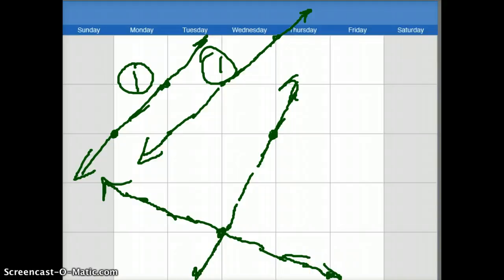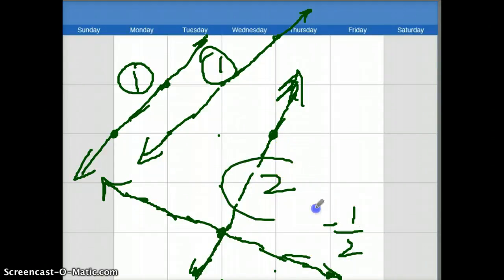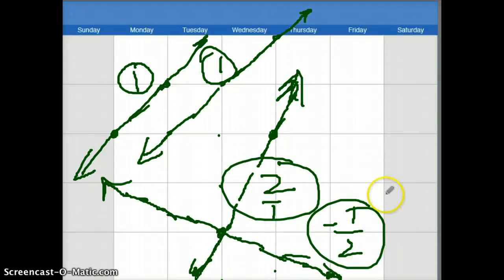Okay, now notice my two lines. I got this line. So what's this slope here? Well, I'm going up 2 over 1. That's 2. And then here I'm going down 1 to the right 2, which is -1/2. Now, what's the relationship between 2 over 1 and -1/2? They are negative reciprocals. Negative reciprocals. So keep that in mind.